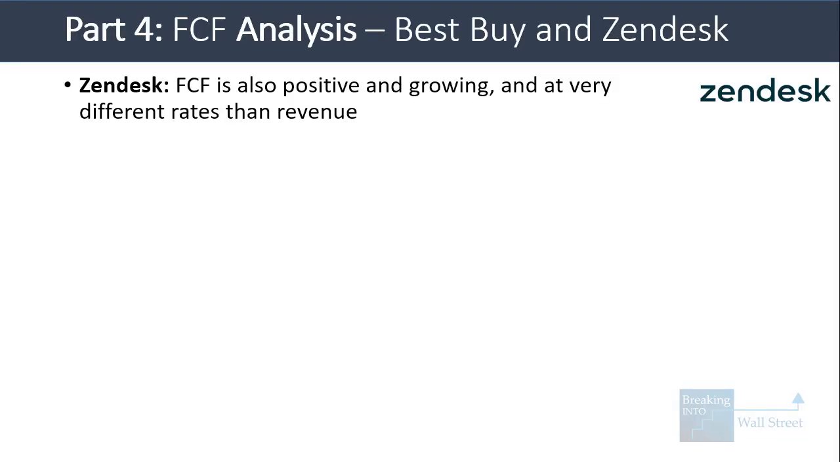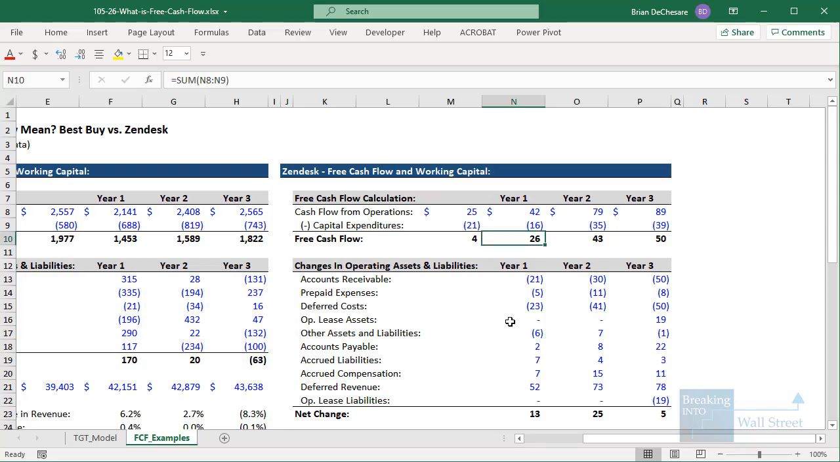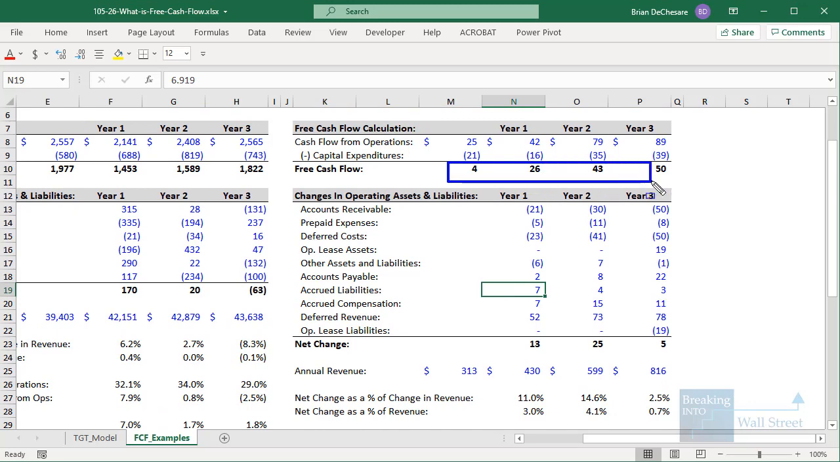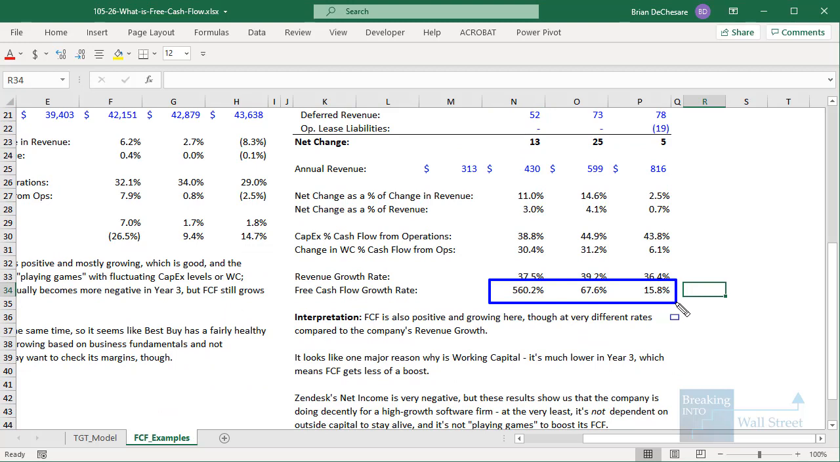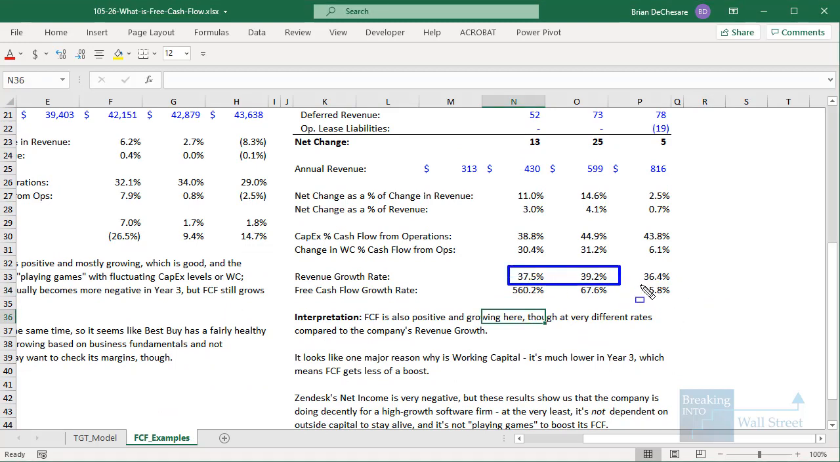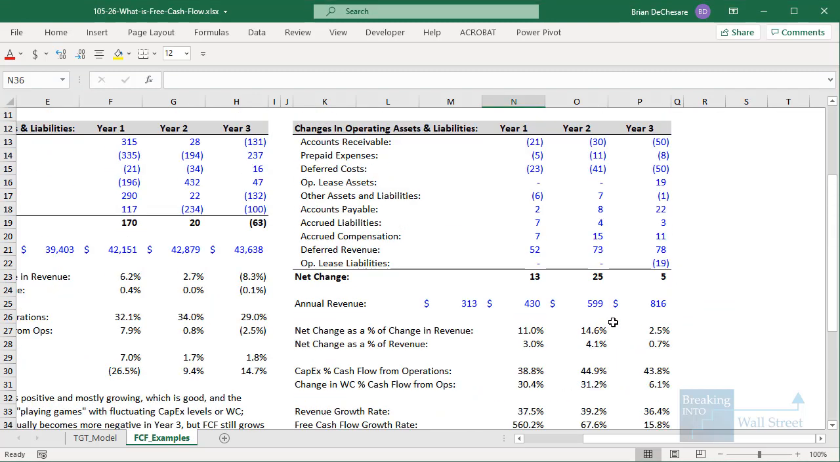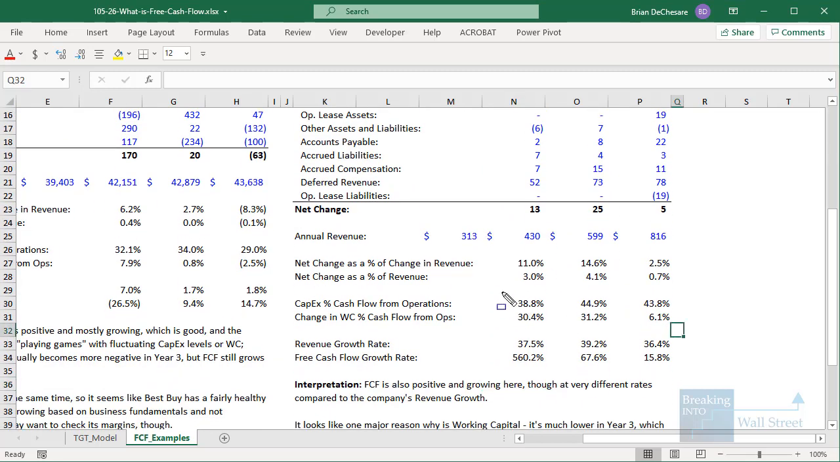Now, if we go over to Zendesk, free cash flow for them is also positive and growing, and also at quite different rates than revenue growth. Free cash flow is going from 4 to 26 to 43 to 50. So far, so good. If we look at the growth rates, 560%, 67%, then 15 or 16%. Now, revenue is also growing very quickly at close to 40% here, but free cash flow is clearly growing at a rate far above that. And if you look at the CapEx numbers here, it's actually increasing or staying in about the same range, about 44 or 45% as a percent of cash flow from operations.